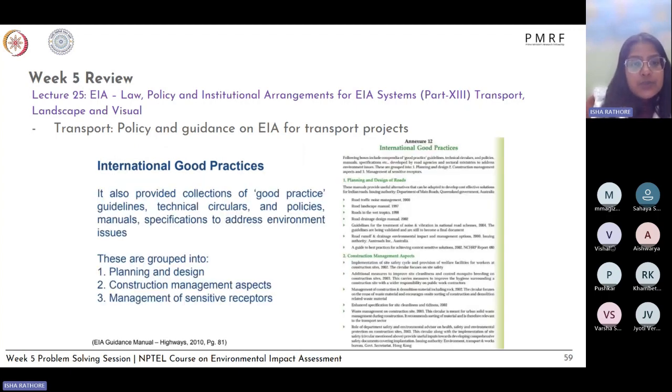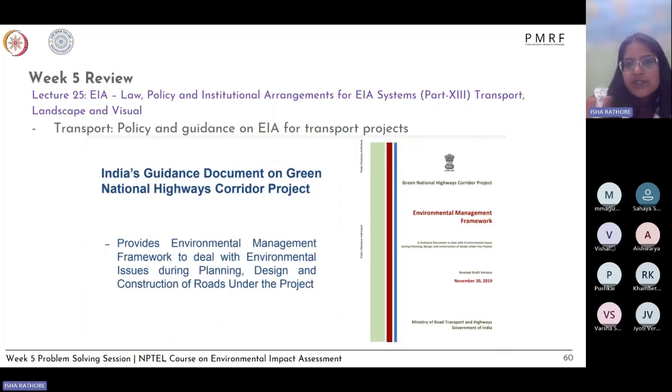Then we also have international good practices. These are basically technical documents which give you policies, a collection of good practices. They can be grouped into three categories: planning and design, construction management aspects, and management of sensitive sectors. We will read about them further in more detail. Then we have the Indian Guidance Document on Green National Highway Corridor Project, from 2019. It provides an environmental management framework to deal with environmental issues during planning, design, and construction of roads under the project.